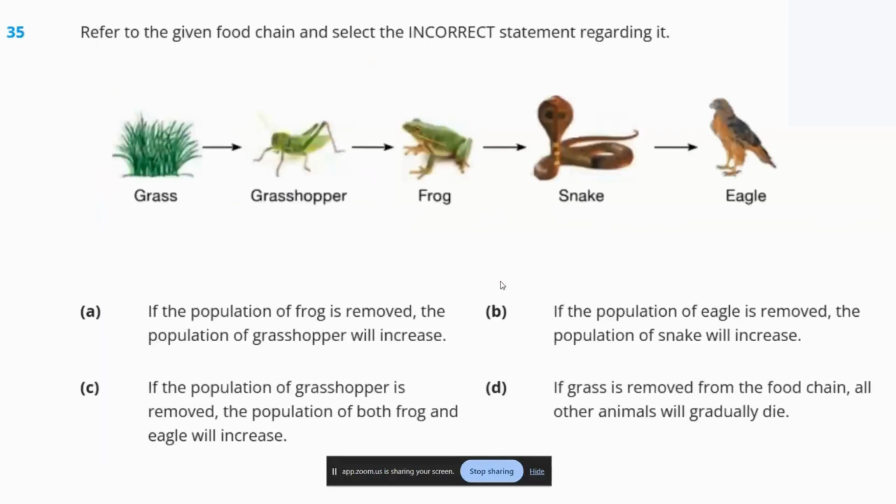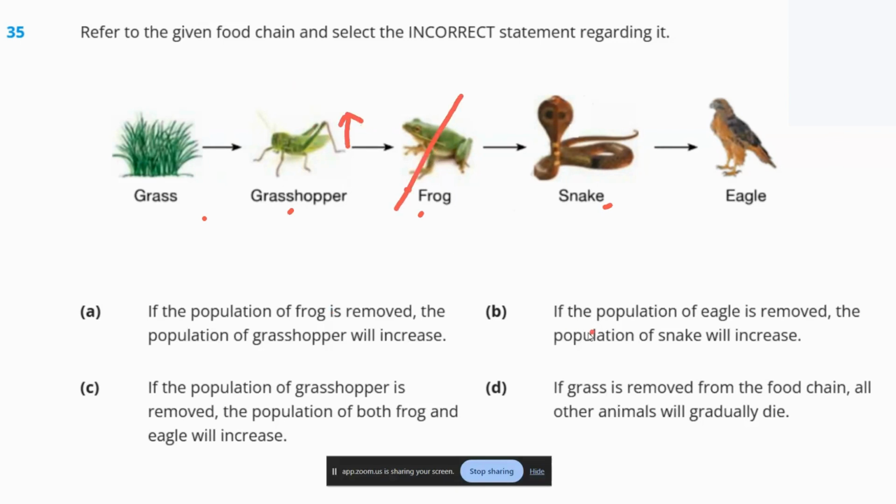And the final question is, refer to the given food chain and select the incorrect statement regarding it. So we have grass, which is eaten by grasshopper, then by frog, then by snake, and finally by eagle. Okay, so you have to select the incorrect option by looking at this food chain. So if the population of the frog is removed, the population of the grasshopper will increase. Yes, this is true. If you remove all the frog, the grasshopper population is going to increase.